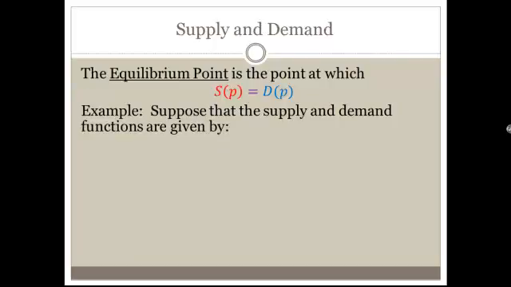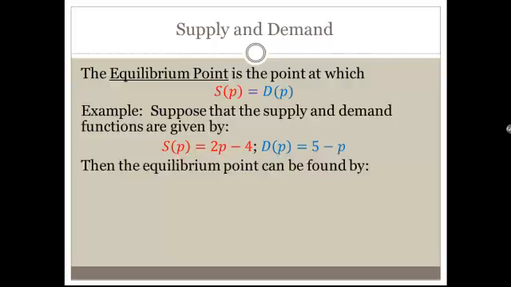Suppose that the supply and demand functions are given by S of P equals 2P minus 4 and D of P equals 5 minus P. Then the equilibrium point can be found by setting S of P equal to D of P. Using the functions defined above, we have 2P minus 4 equals 5 minus P. Solving this equation for P, we find P equals 3. That means that the price we should charge so that supply equals demand is $3.